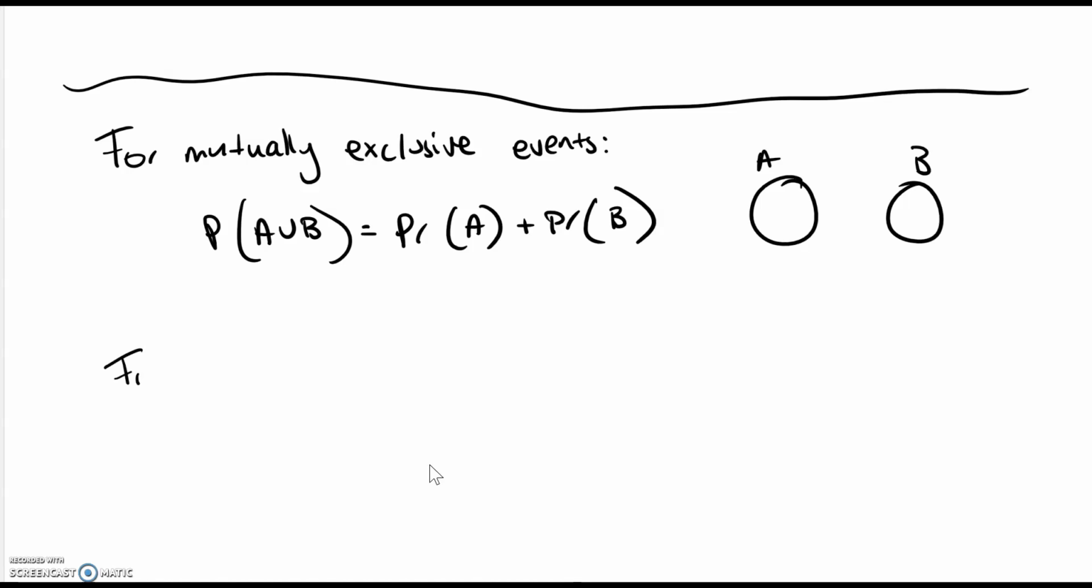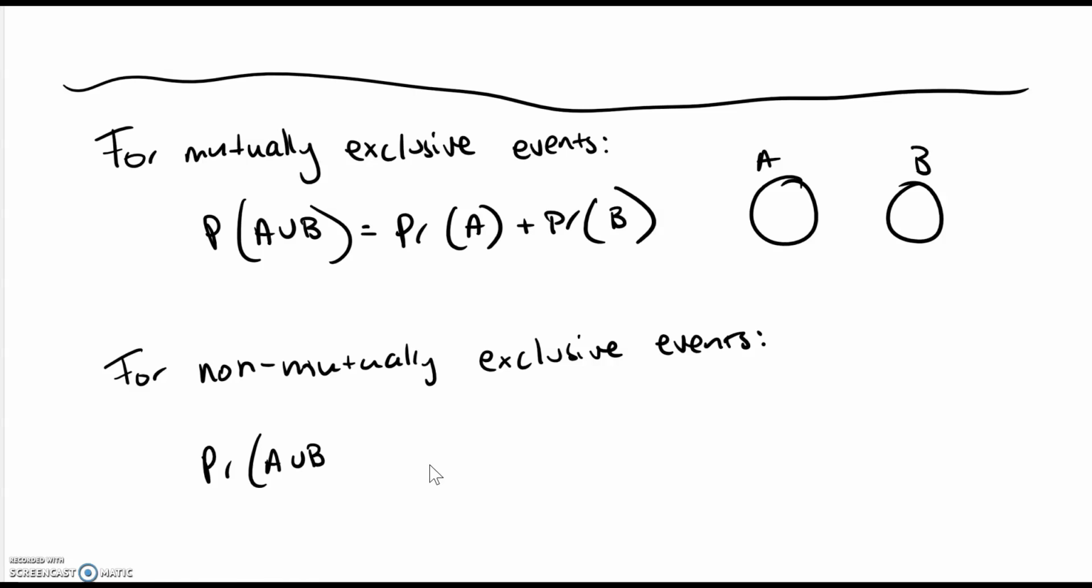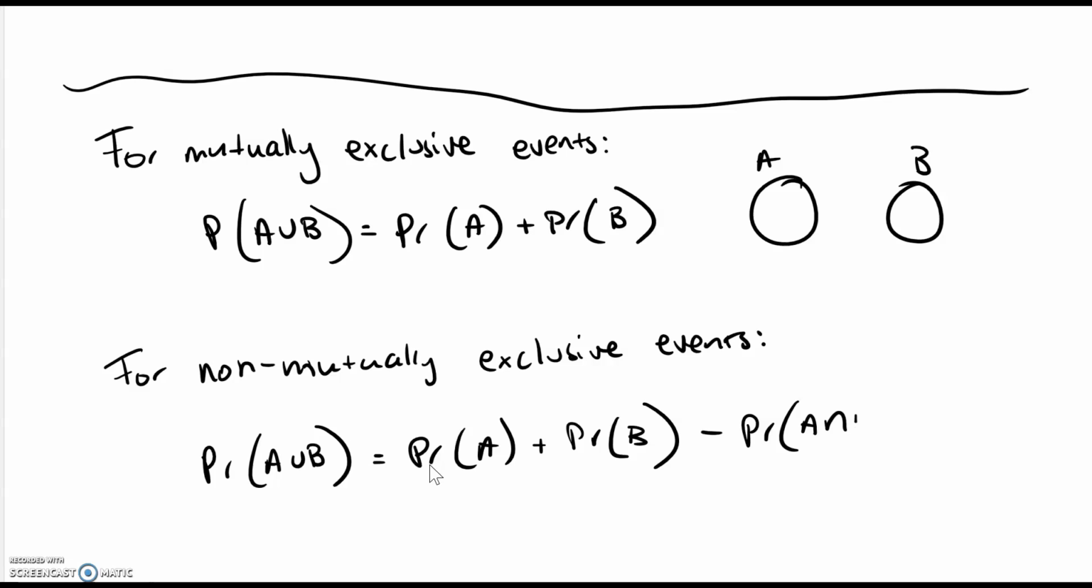Now, for non-mutually exclusive events, your probability of A or B is equal to the probability of A plus the probability of B minus the probability of A and B. And that's because you do have that overlap where you would be double counting your probability, so you need to subtract that off. And these are your rules for the addition law for probability.